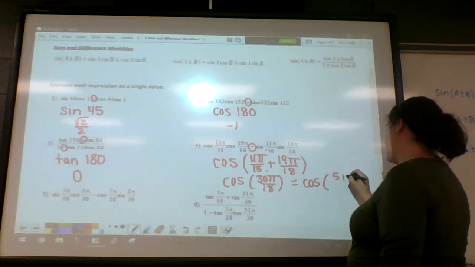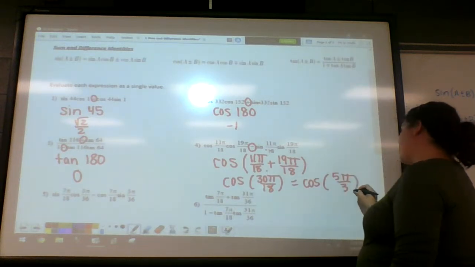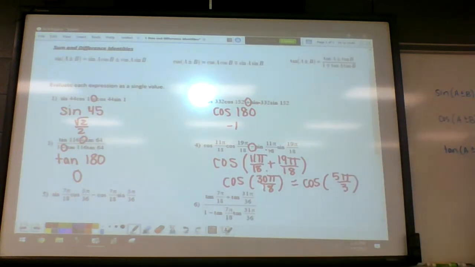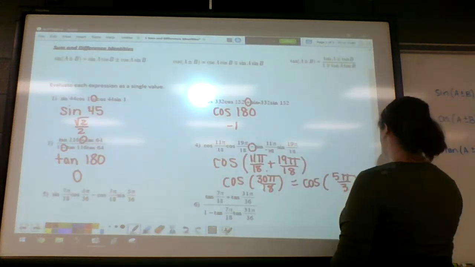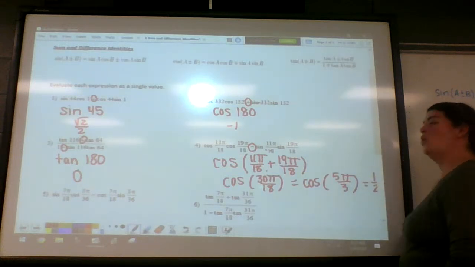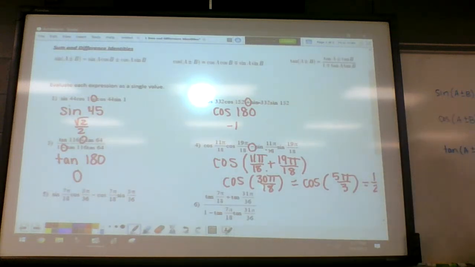You'll end up with 5 pi over 3, and that is a number on our unit circle, right? 5 pi over 3, down here, cosine is a half. So this crazy mess right here is literally equal to 1/2.